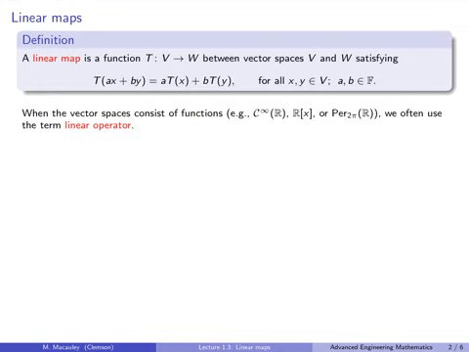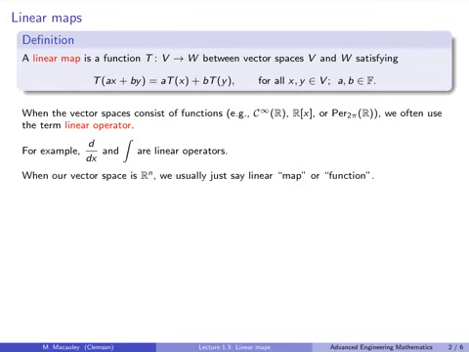When the vector spaces V and W consist of functions, for example, C infinity of R, the space of polynomials, or the space of 2π periodic functions, we often use the term linear operator instead of map. I don't know why, that's just historically what's been done. For example, the differential operator d/dx, and the integral, these are linear operators.